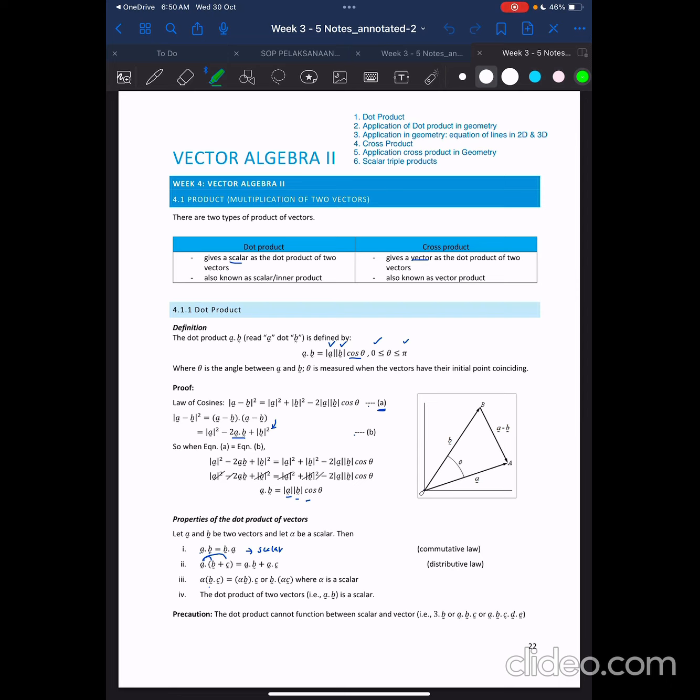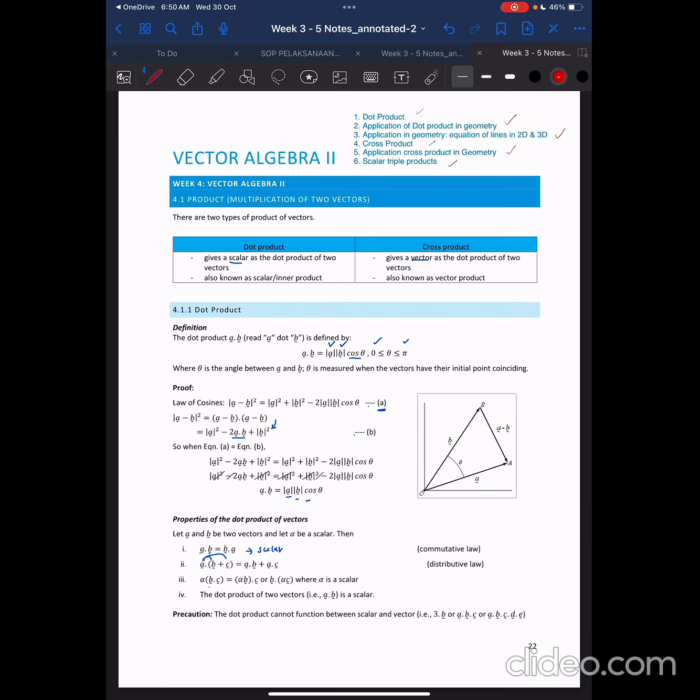So the topics that we will cover under vector algebra 2 are the dot product, application of the dot product in geometry, and then equation of line in 2D and 3D space. Then only we look into cross product, application of cross product in geometry, and lastly the scalar triple product. Okay, after I continue week 4, then only I go back to the week 3 notes where we do curl, divergence, and also gradient.